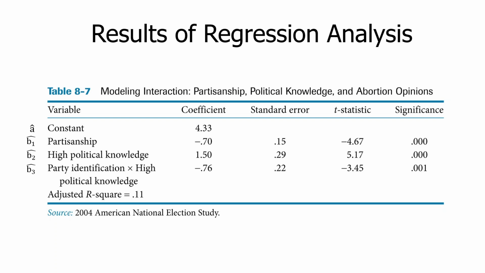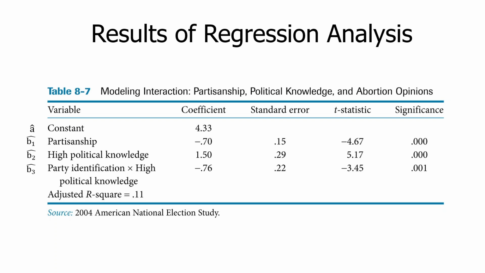Now, if we use the constant A hat and partisanship, which was B1 in the model, we can figure out the effect of partisanship for low information respondents. 4.3, and then if you increase to low information independents, you reduce the scale by 0.7. To low information Republicans, reduce it by another 0.7. So it drops, as we found, about 1.4 points across values of partisanship for low information individuals. Here's that high knowledge dummy.